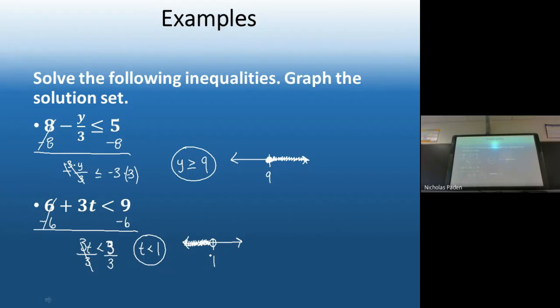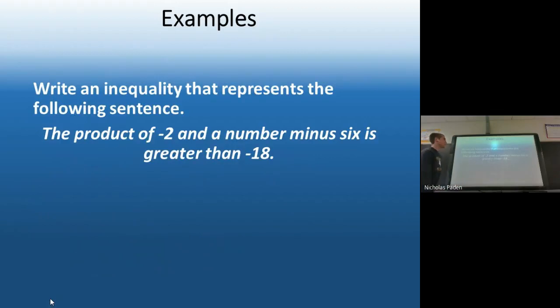Okay, so that's solving these two-step inequalities. Once again, the same way that we solved two-step equations last week, and then we just graph the solution set, flip the inequality sign only if we multiply or divide by a negative number. One last one that we'll look at, and that is writing an inequality, and this is going to be a two-step inequality.